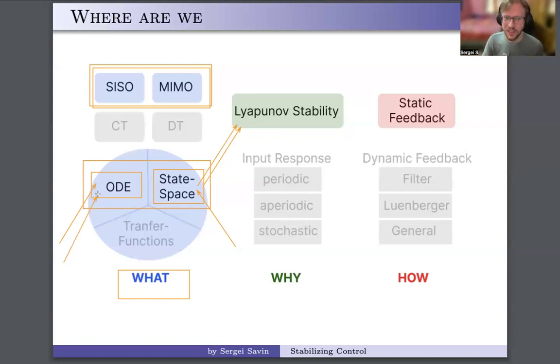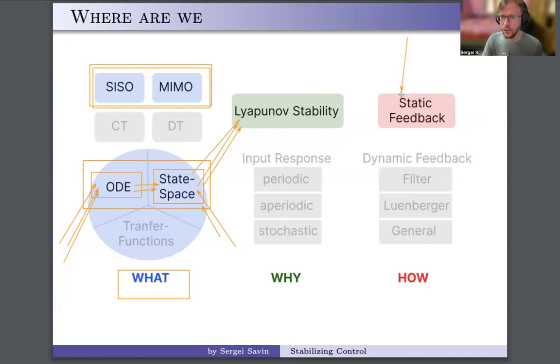And also ODE is how we get our models from physics. State space is what we convert to. So in many ways, you can see it as: we get the model here, convert it here, and go here for stability analysis, right? So this is why we have Lyapunov stability.